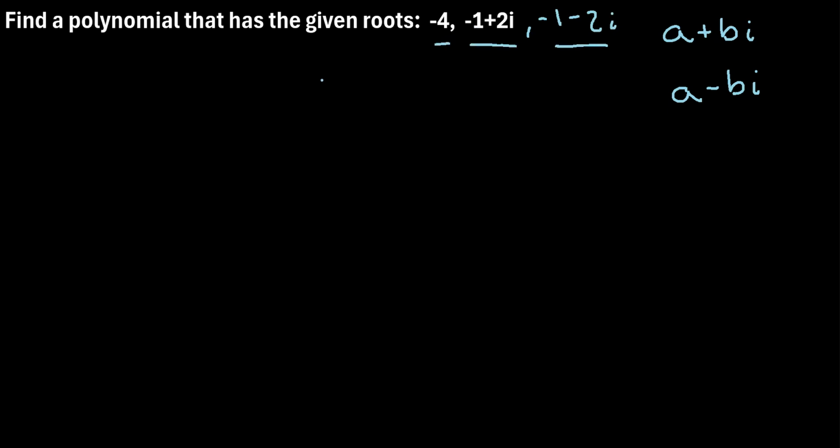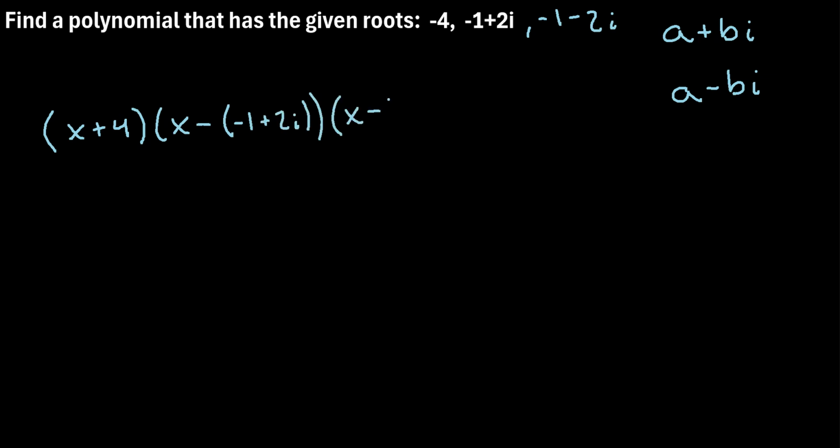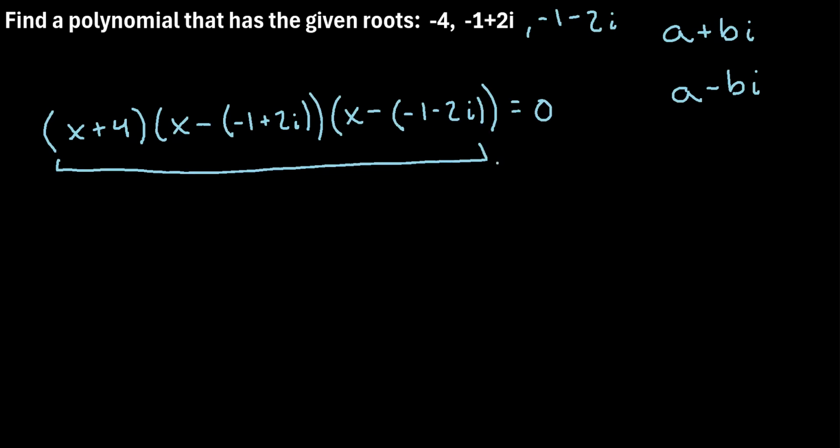So the way that we can write a polynomial is we just do x minus each of these roots multiplied together. So first we have x minus -4, which is the same as x plus 4, multiplied with x minus the next root, -1 plus 2i, times x minus the last root of -1 minus 2i. And that's all equal to 0. So we have to multiply out this whole left-hand side and see what we get.